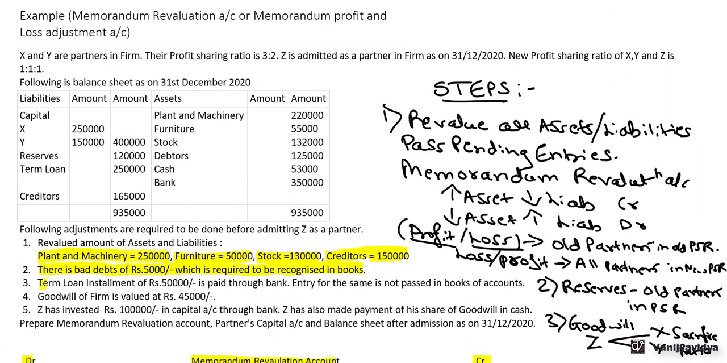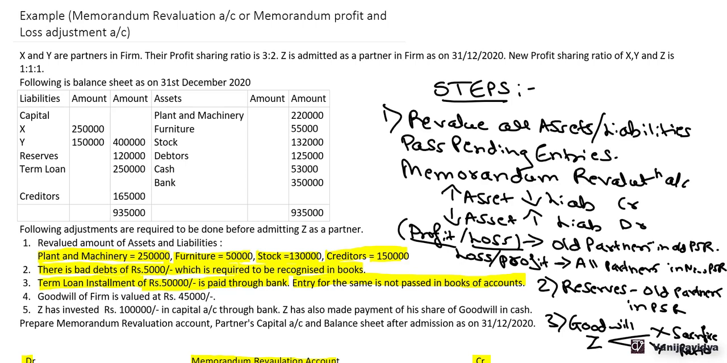Next, term loan installment of 50,000 is paid through bank. Entry for the same is not passed in the books. Now, term loan installment is paid through the bank. So what will be the entry for the term loan? There is a reduction in the liability. So the entry will be term loan account debit 50,000 to bank account 50,000.